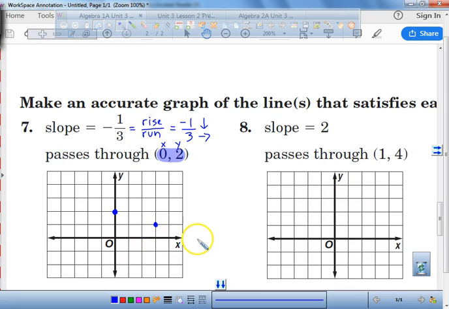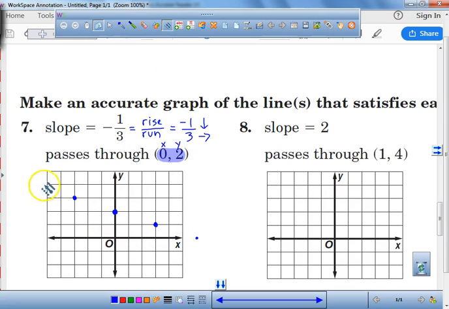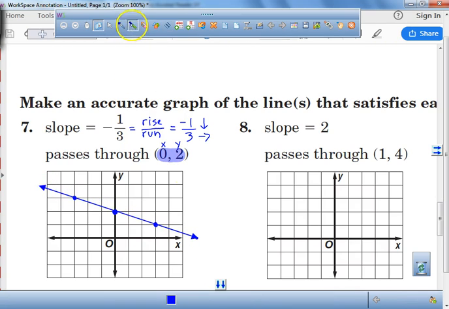Down 1 over 3 would put me right about here, but I ran out of room. So what I also can do, if I can go down 1 and over 3 to the right, I can also go up 1, but over 3 to the left. There you go. Now what I'd like you all to do is just draw a line carefully through those points.